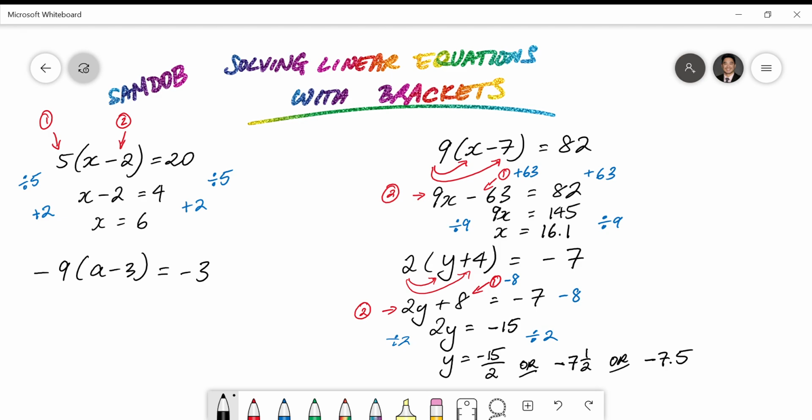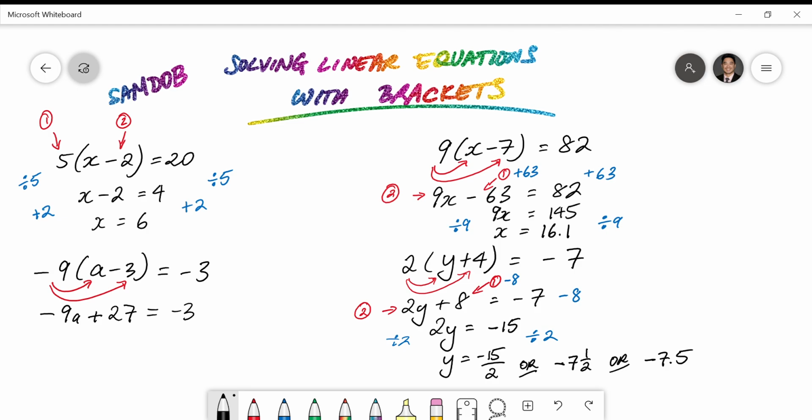Alrighty. Now we'll move on to the last question, which is on the bottom left. We've got minus 9 outside of a, minus 3 equals minus 3. So what we'll do here, we're going to expand again. Okay, so we've got minus 9a, and minus 9 times minus 3 is a positive value. Two negatives makes a positive, and I don't want you to forget that crucial point.